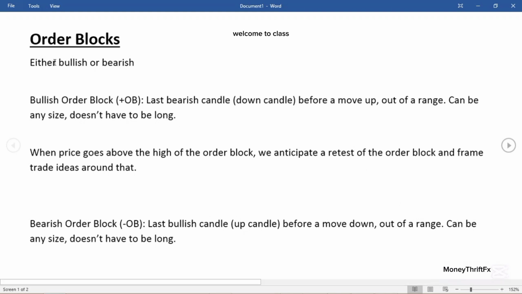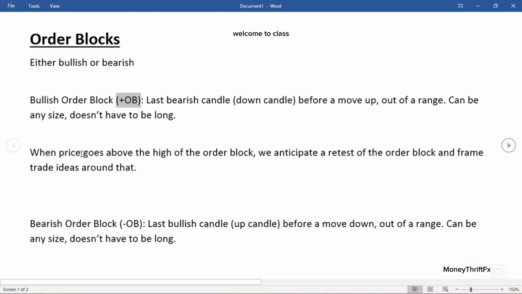So order blocks are either bullish or bearish, right? A bullish order block is the last bearish candle, the down candle, before price moves up out of a range of consolidation. This can be any size. It doesn't have to be long. Somebody was asking if a bullish order block is the last long down candle. It doesn't have to be long. It can be any size, right?